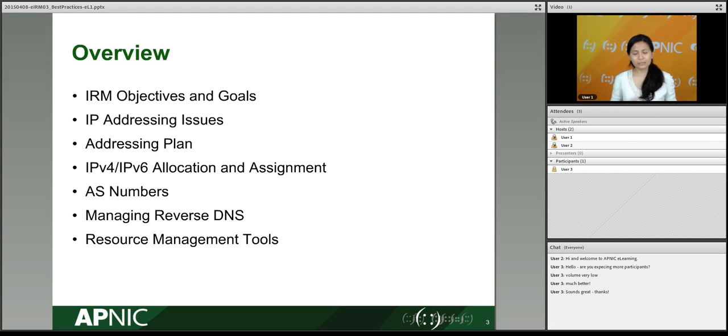And lastly, we will look at resource management tools. Basically, that is using MyAPNIC. And once you log into MyAPNIC, you have all the tools necessary for you to do all the tasks that you will learn here. All right, so that's the plan.